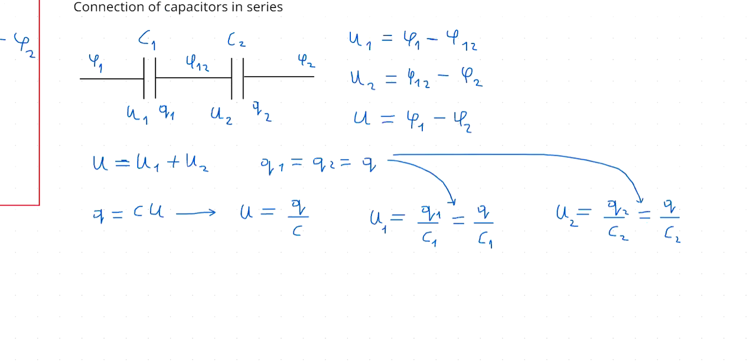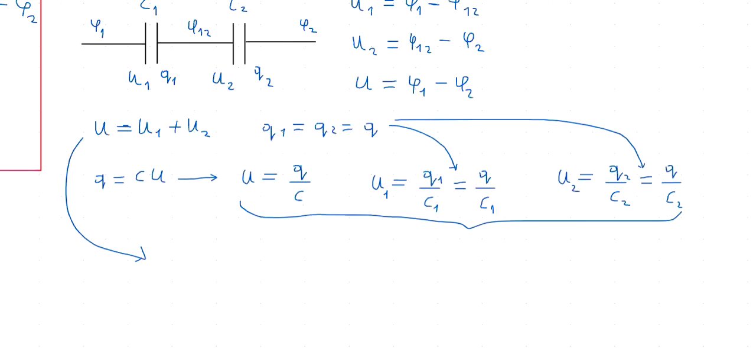From this, and from this, and this, we will obtain that Q divided by C is equal to Q divided by C1 plus Q divided by C2.